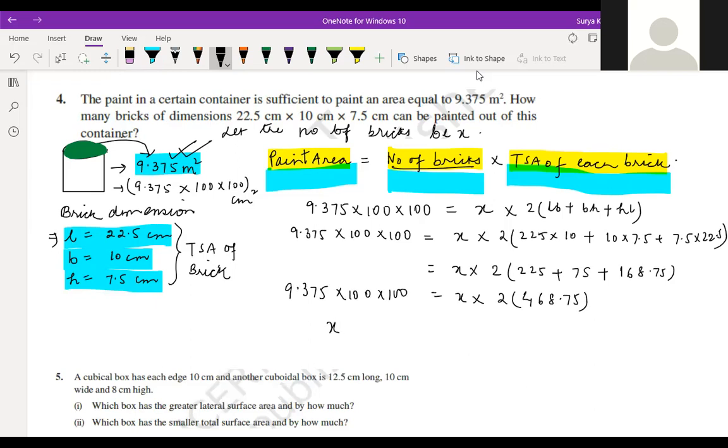So what to do, children? x is equal to what we can write here? 9.375 multiply by 100 into 100 divided by 2 into 468.75. Understood, everyone? What I did here? Is it clear or not? Yes, sir. Now see, in the numerator there are 3 digits after the point, and in the denominator there are 2 digits after the point. We should multiply here by what? 10. Understood or not?